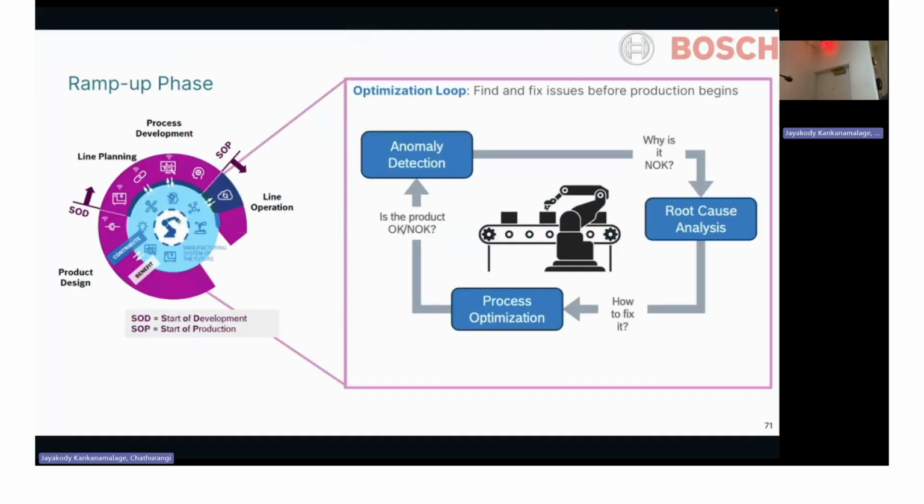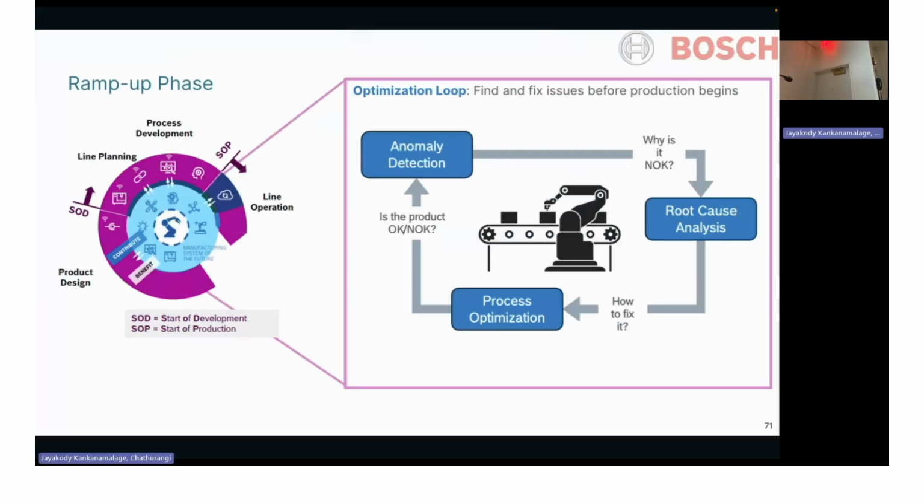The way we implement this is through an optimization loop. We want to find and fix these issues before production begins, and we have three primary stages or steps. The first is detecting anomalies, malfunctions, these kinds of things. Chatharangi actually talked a bit about how this occurs, so I won't go into that. But that's only the beginning for us, at least. Once you detect an anomaly or malfunction, some failure within the production line, you want to know why it occurred.